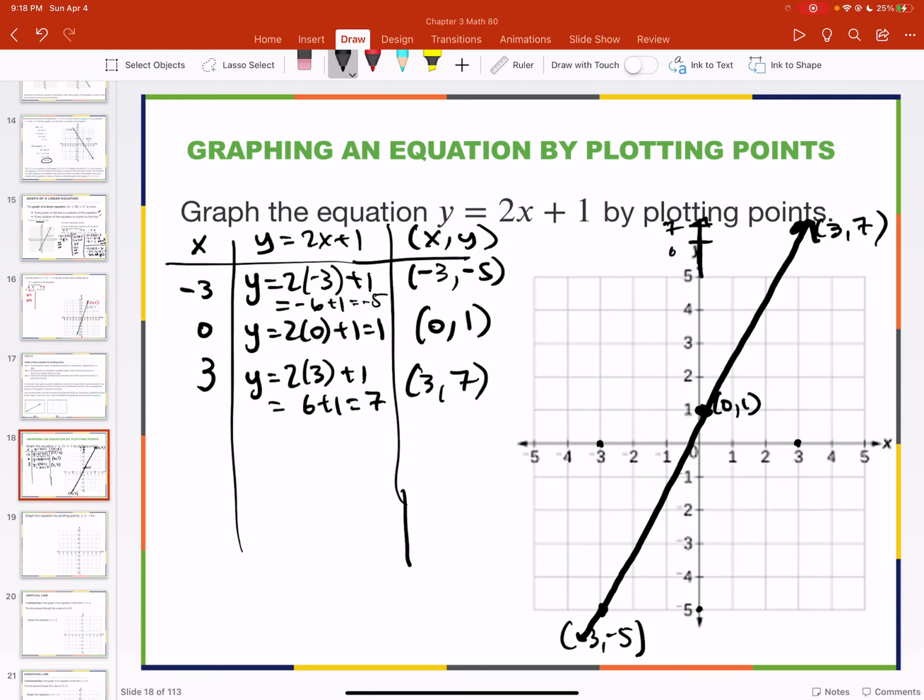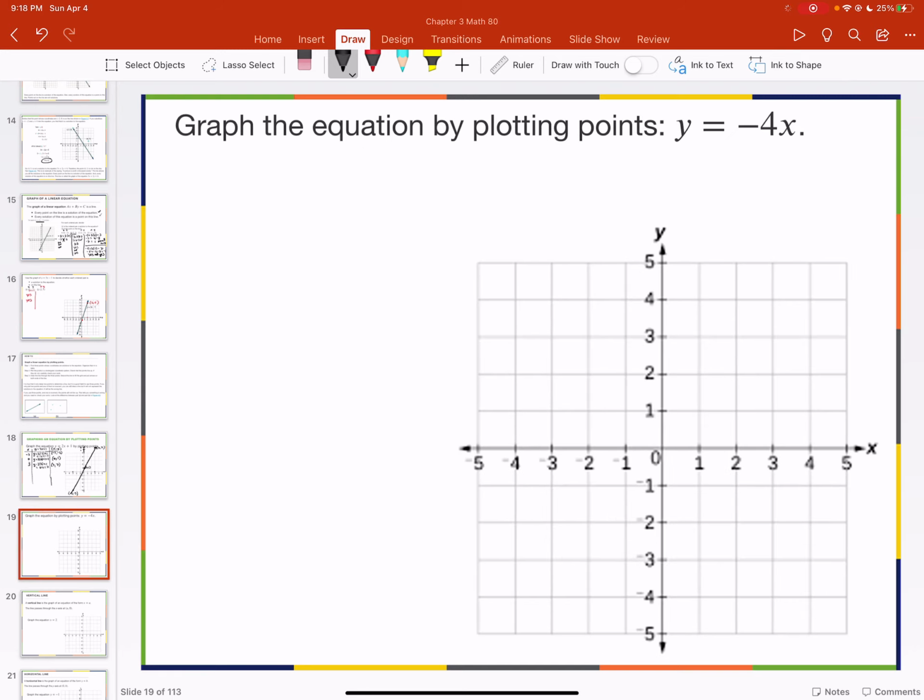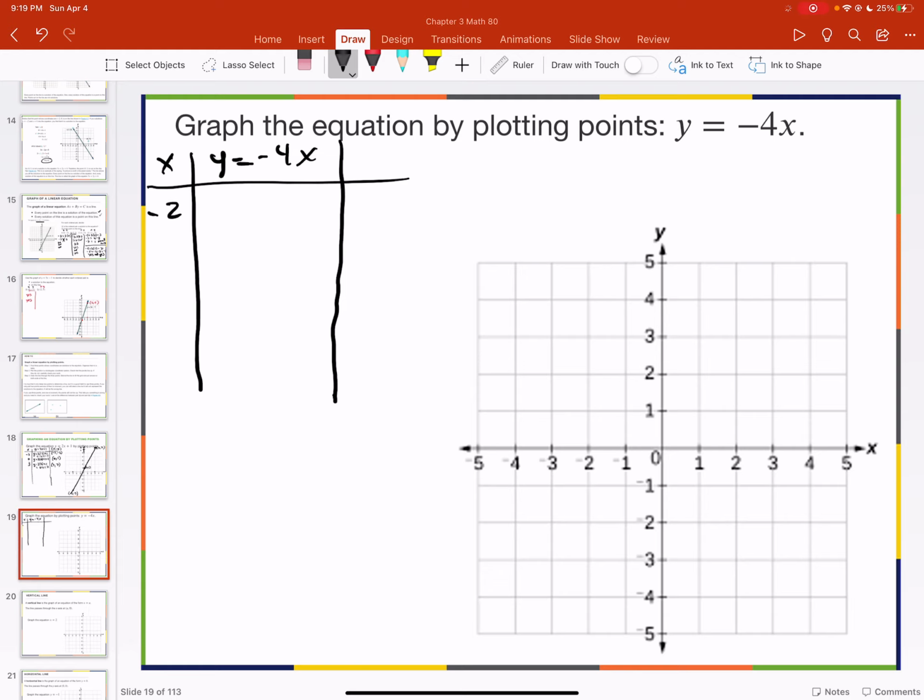Now let's do a couple more. Let's do y is equal to -4x. So let's do a table here. We have x, y is equal to -4x, and then we have the point in total. So we can pick, let's go ahead and pick -2, 0, and then 2. So then we have y.